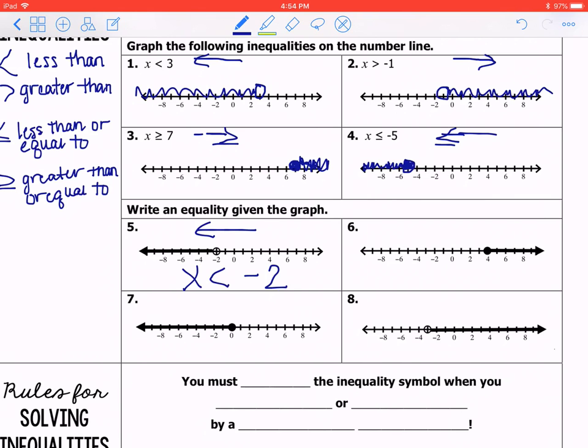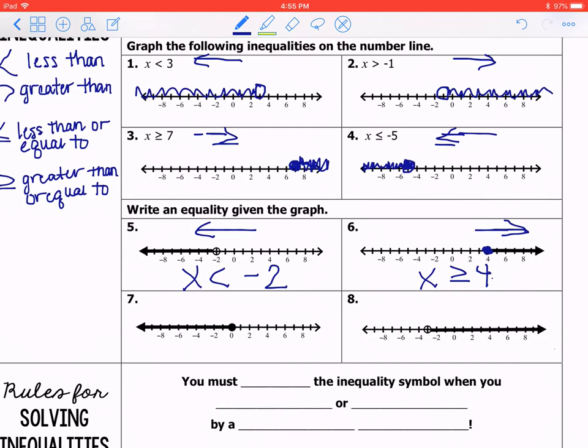Number 6, it's at the point 4. I'm still going to use x and then 4. The shading is going to the right. It's a closed circle, so it's going to be equal to.